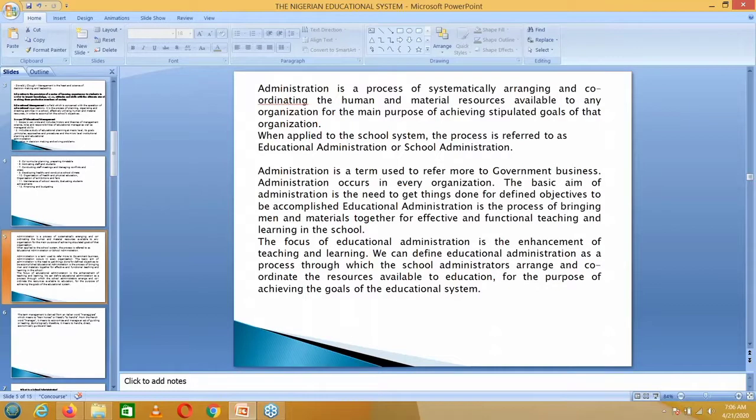What are the human resources in an administration? We have the employees, they are the human resources. Now the material resources, they are available things on ground that are needed to achieve the goal of the organization.